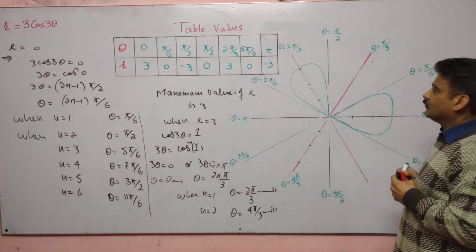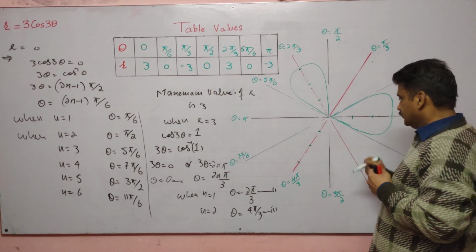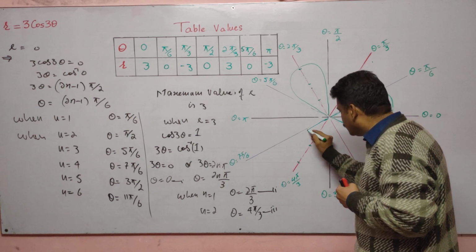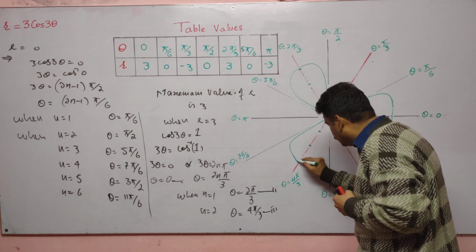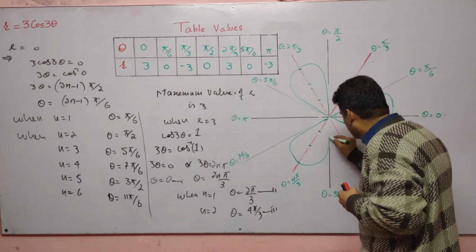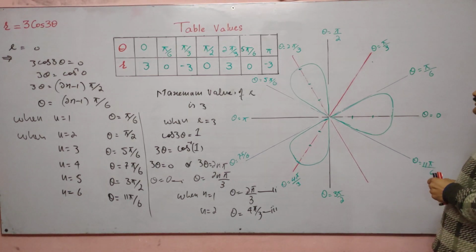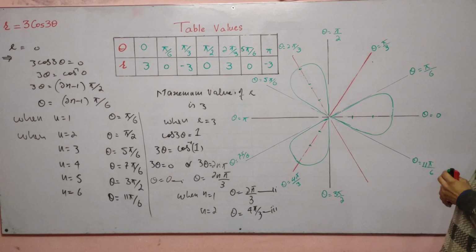And the third loop will form on the line theta is equal to 4 pi by 3. This is the graph of the curve r equal to 3 cosine 3 theta.